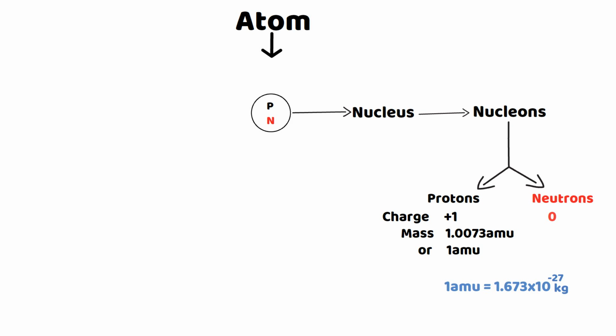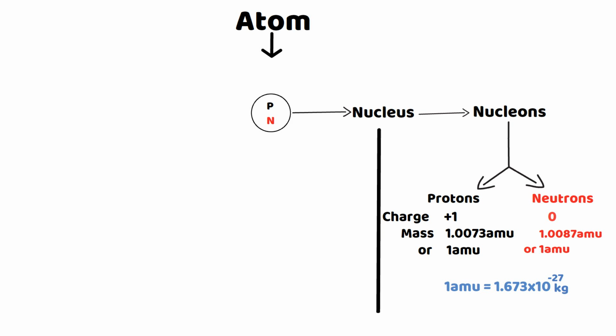Similarly, the relative mass of 1 neutron is 1.0087 AMU. Again, it's simply taken as 1 AMU, but remember, a neutron is slightly heavier than a proton.